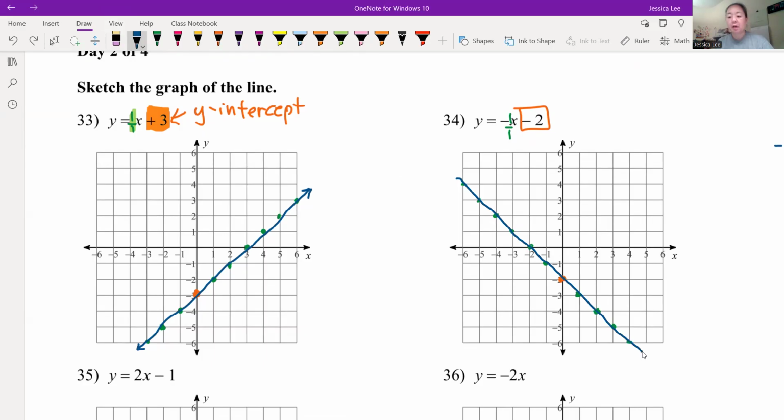Look at that. That is a good line. Good looking line right there. Okay, well, kind of. All right, done. Do you see? That's it.